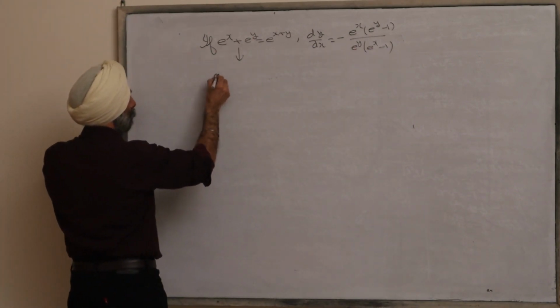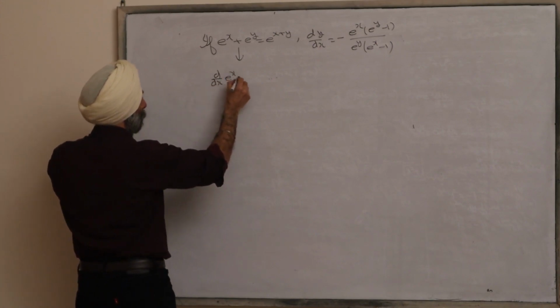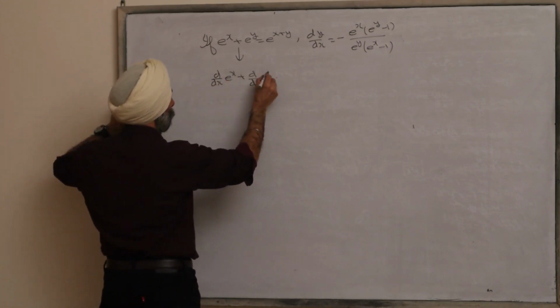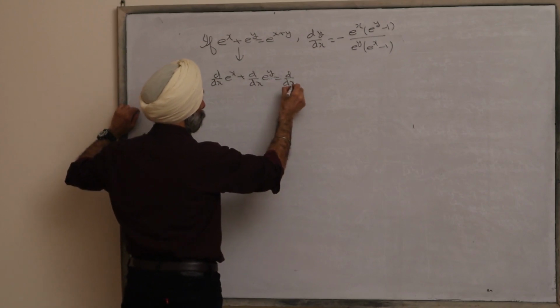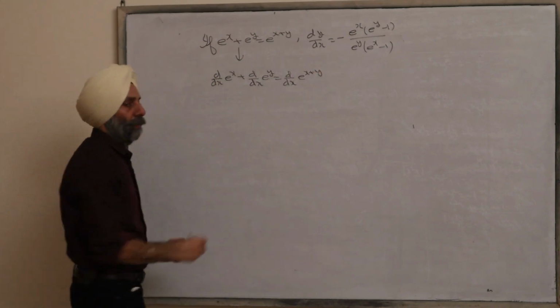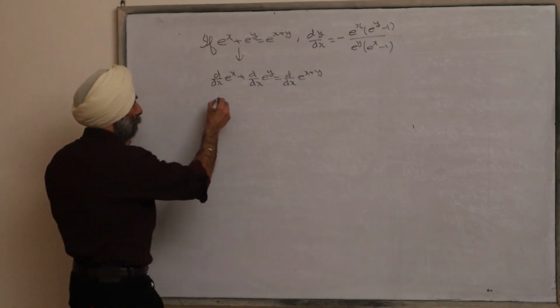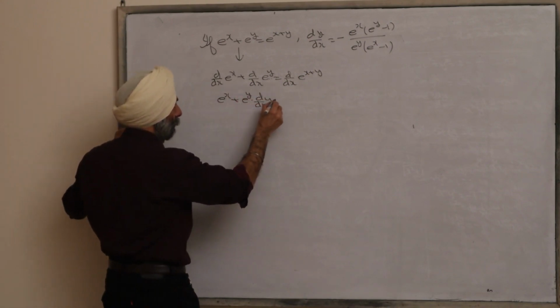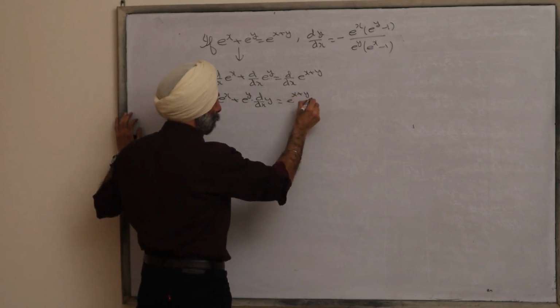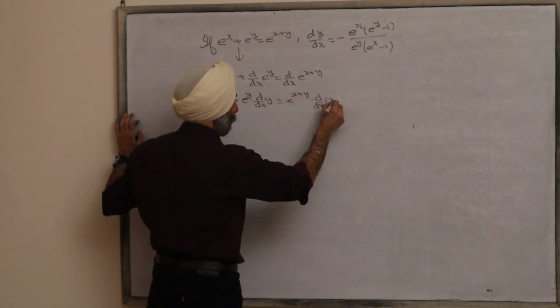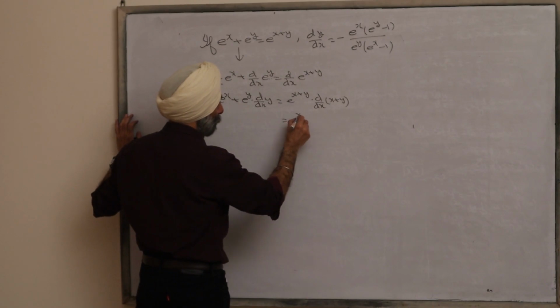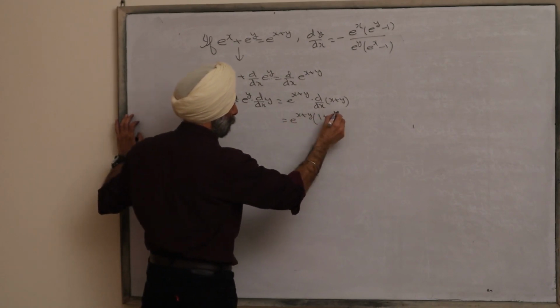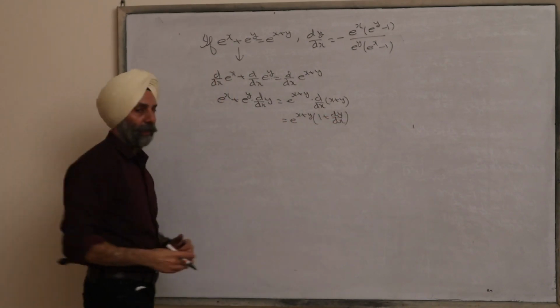So from here, d over dx of e raised to x plus d over dx of e raised to y is equal to d over dx of e raised to x plus y. So it is e raised to x plus e raised to y into d over dx of y is equal to e raised to x plus y into d over dx of (x plus y). So what is that? It is e raised to x plus y into (1 plus dy over dx).